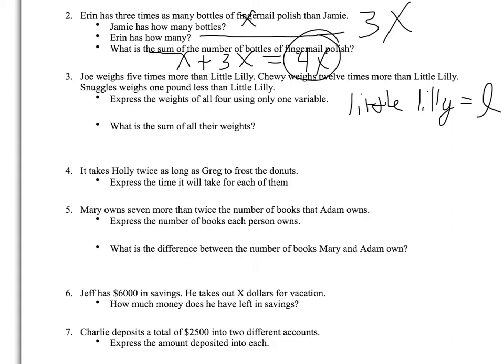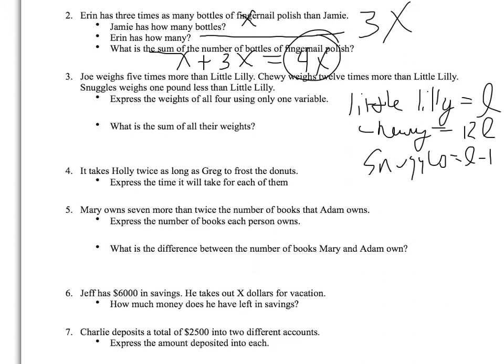So Chewy weighs 12 times more than little Lily. So Chewy, 12 times more than Lily would be 12L. Snuggles weighs 1 pound less than little Lily, so Snuggles is going to be L minus 1, so 1 less. So we're expressing all weights of the dogs using one variable.